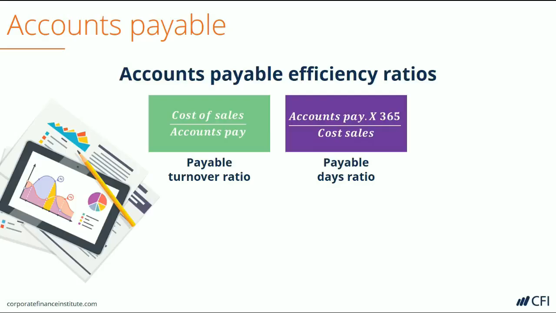It's calculated by taking the accounts payable balance at the end of the period or an average, multiplying it by 365 days in the year, or however many days are in the period being examined, and then dividing that by the cost of sales or the cost of goods sold. That indicates how many days on average it takes for the company to pay those bills. So, for example, if the result of this ratio is 30, that means on average the company pays its bills that are related to cost of goods sold in 30 days.